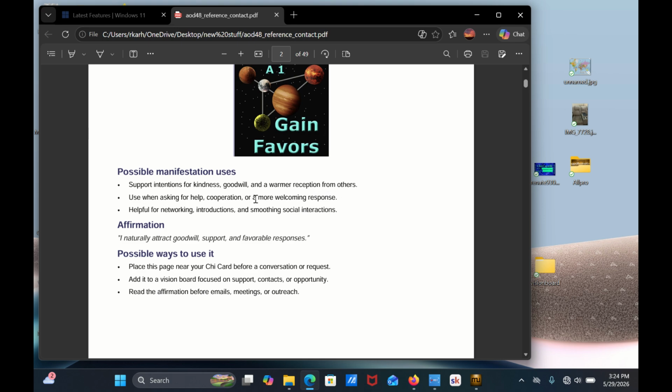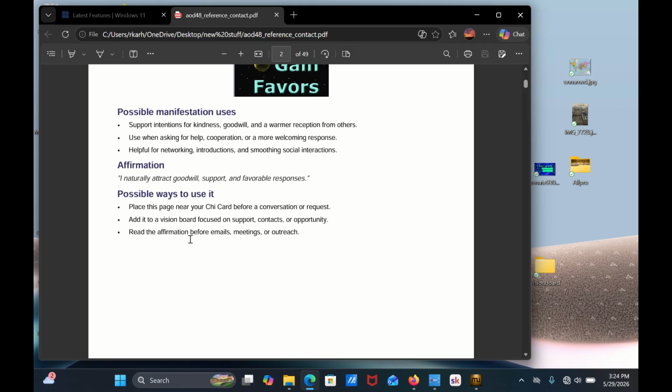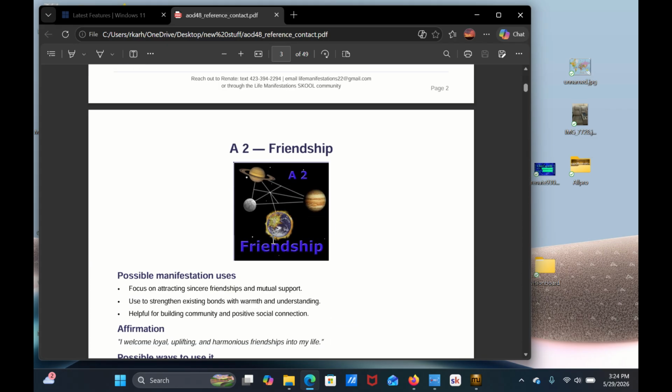Use when asking for help, cooperation, or a more welcoming response. Helpful for networking, introductions, and smoothing social interactions. Affirmation: I naturally attract goodwill, support, and favorable responses. Possible ways to use it: place it near your cheat card before a conversation or request. Add it to a vision board focused on support, contacts, or opportunity. Read the affirmation before emails, meetings, or outreach. That's gain favors.